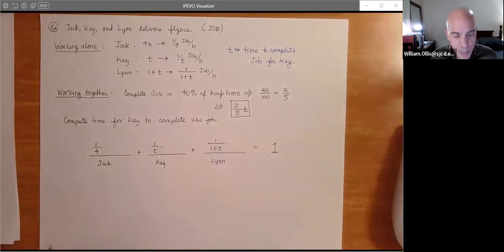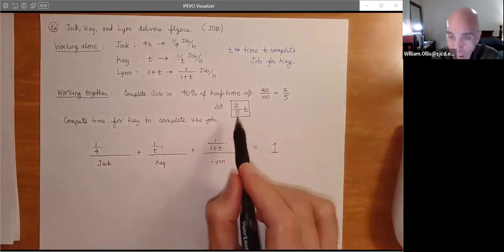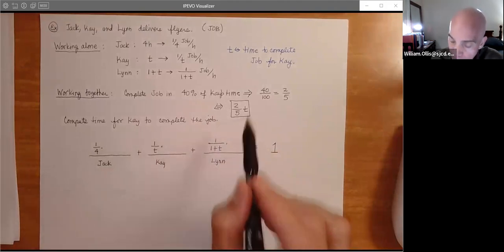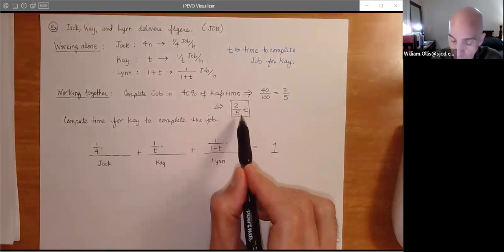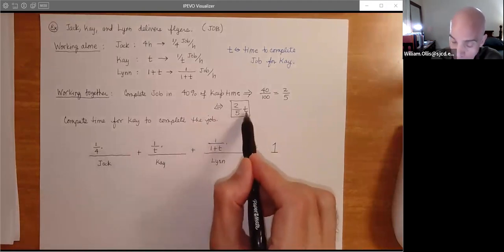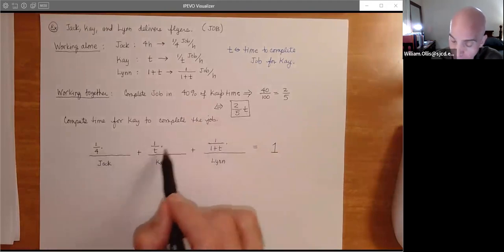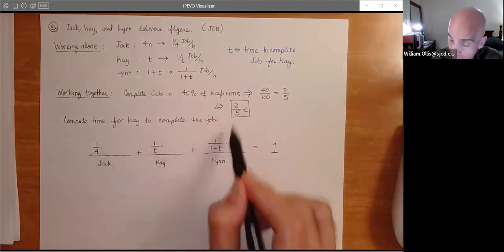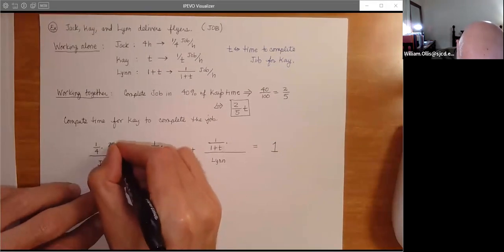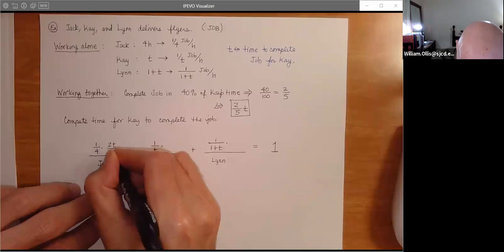Now, when we notice here, and this is why I was careful to put a box around this. When they all work together, each of them works this amount of time. So we have fraction of work per unit time times 2/5 T, and likewise here. So now we can fill this in: 2T over 5.